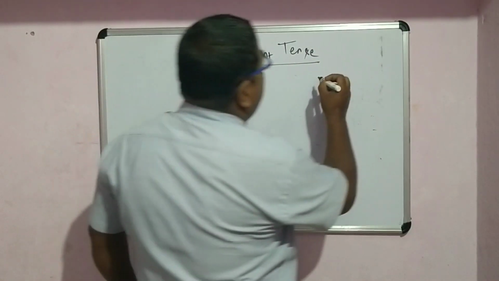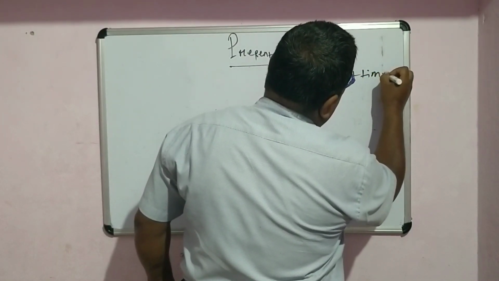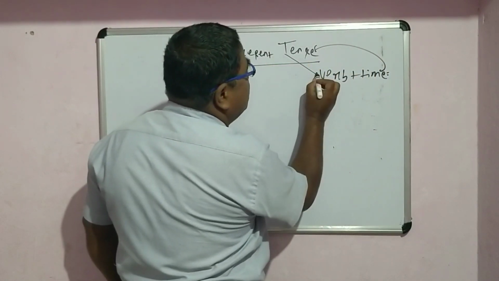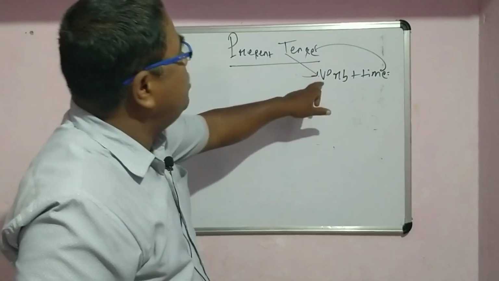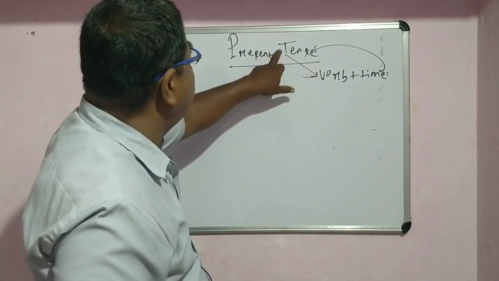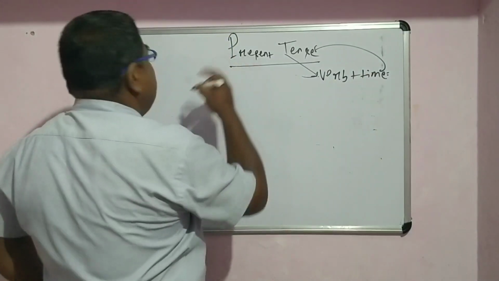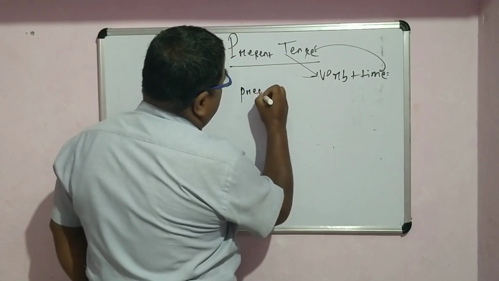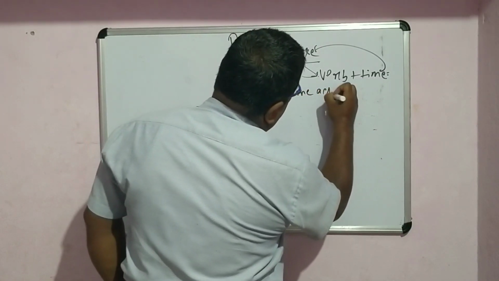I have already told you, and again I am reviving that verb plus time is equal to tense. Remember, that means every tense comes from the verb. From the verb we have the tense. So when the verb becomes tense, when the verb is related to some time, present tense means the present time action. Remember, present tense means it is the present time action.